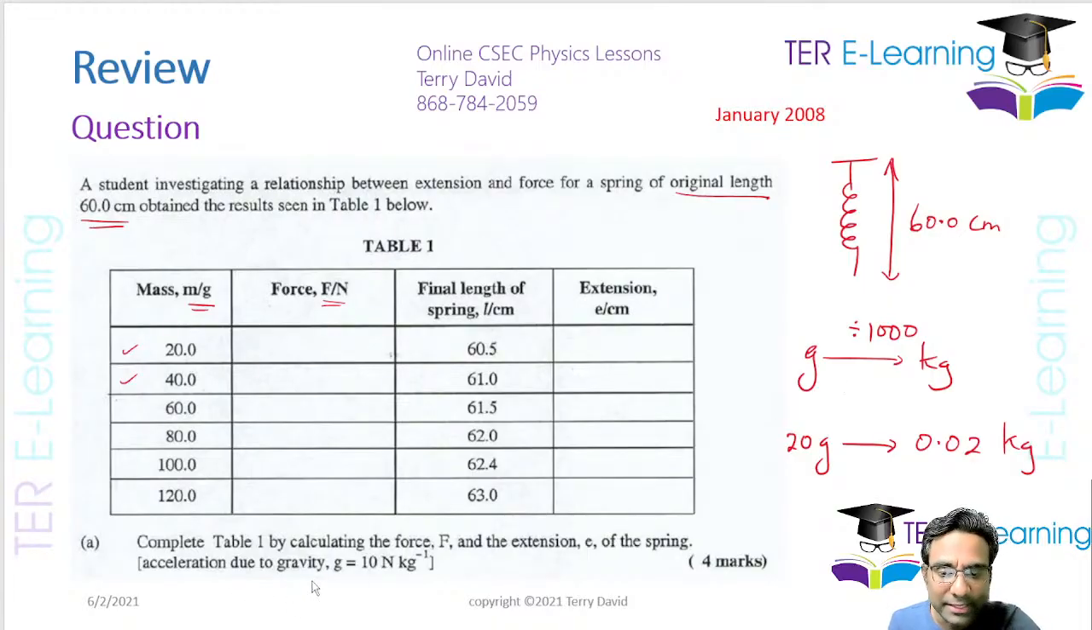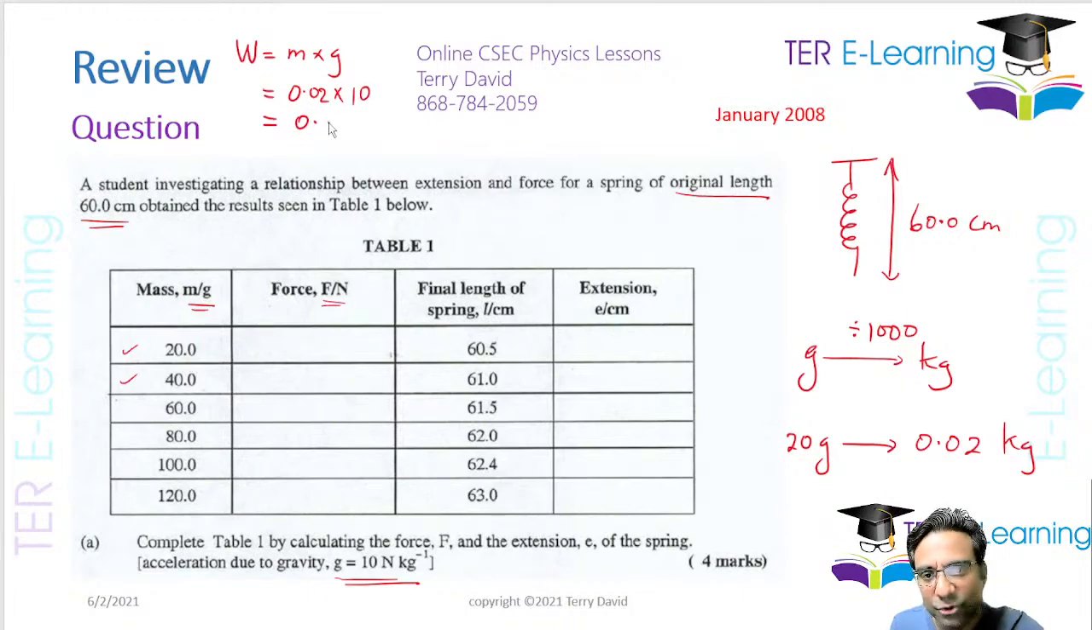Now here's what they told us. They told us that the acceleration due to gravity is 10 newtons per kilogram. Now if you get a question on Hooke's law, this is a formula that you need to remember. Your weight is equal to mass multiplied by the gravitational field strength. So for this particular reading, the 20 grams, that is 0.02 kilograms. So it's going to be 0.02 multiplied by g, which is 10. So therefore, this here is 0.2 newtons, right?